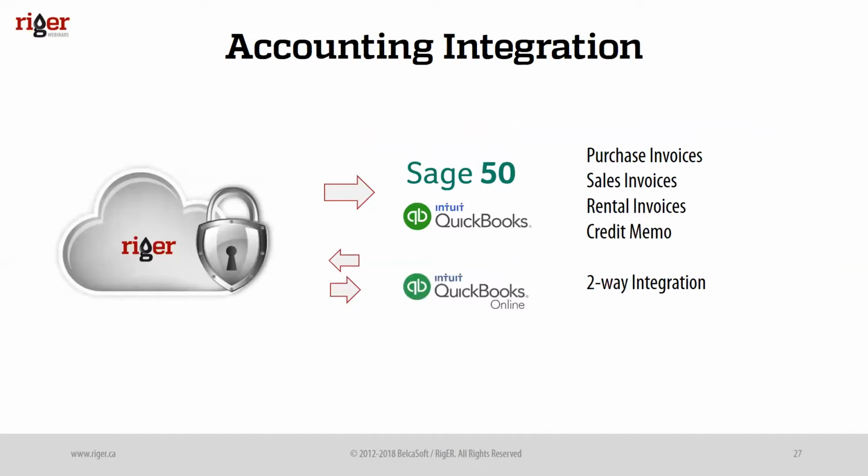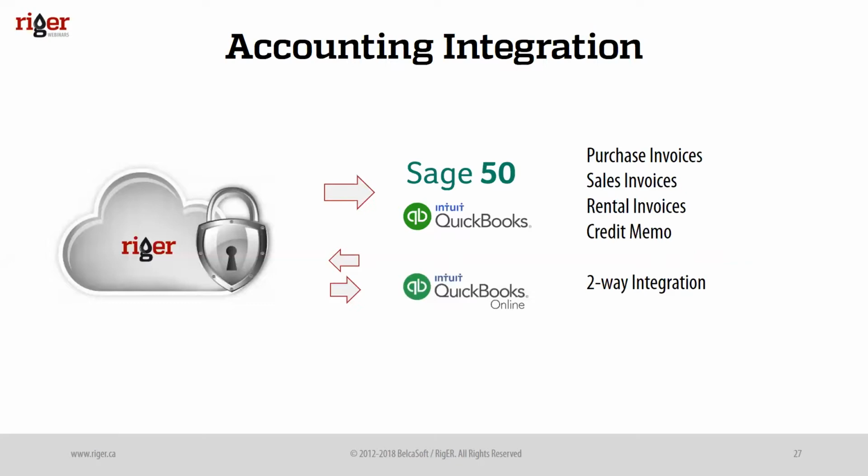So as you may already know, we have integration with Sage 50 and QuickBooks Desktop applications. We can send purchase invoices, sales invoices, rental invoices, and credit memos generated in RigER to these accounting software. And very recently, we developed the integration with the QuickBooks Online system. We encourage you to pay much attention to this kind of integration, because this allows us to exchange the data between two systems in a two-way approach. So we can take some information from QuickBooks Online, send it to RigER, perform some actions in RigER, generate some documents, and send them back to QuickBooks Online.